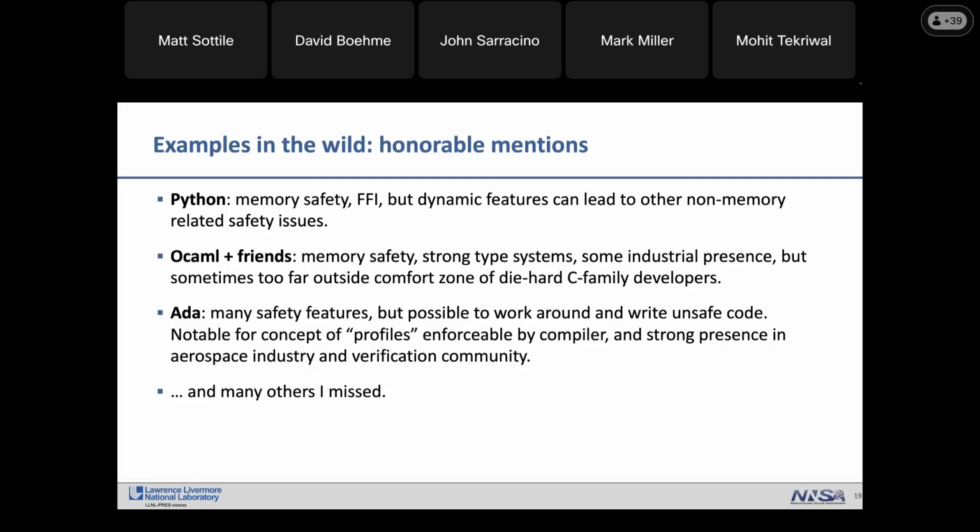And then Ada is worth mentioning because it was designed with safety in mind, and it's quite a nice language if you're writing critical systems, but it's possible within the language to work around the safety features and easily write unsafe code. But I think it's interesting because it's the only language that I've encountered that allows you to have this concept of a profile, where you can define a subset of the language and then have the compiler enforce that. If we had that for C++, I think it would change the game for C++, where you could start excluding things that are unsafe and let the compiler enforce that exclusion. And there are a ton of other languages that I missed.